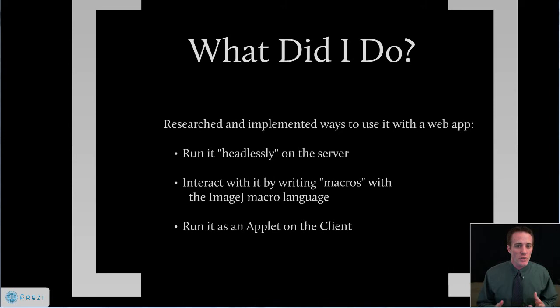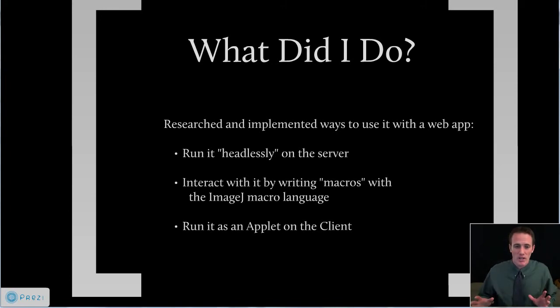So first of all, I run it on the server to do some pre-processing of the images. So things like I downsample them, I put them into a stack, which is kind of like putting them together as a single unit, and then I compress them from there before sending them over to the client in their browser. To do that, you have to run it headlessly on the server. That's where a graphical application is run on a server that does not have a graphical environment. Once I figured out how to do that, the other step to doing that pre-processing on the server was to figure out how to interact with it.